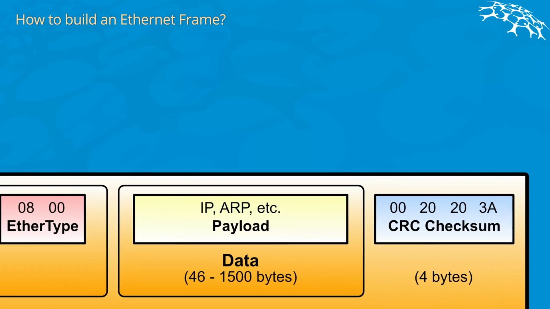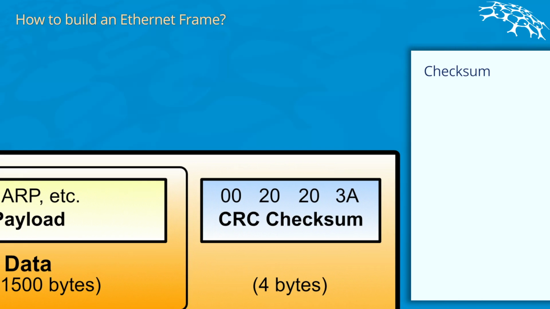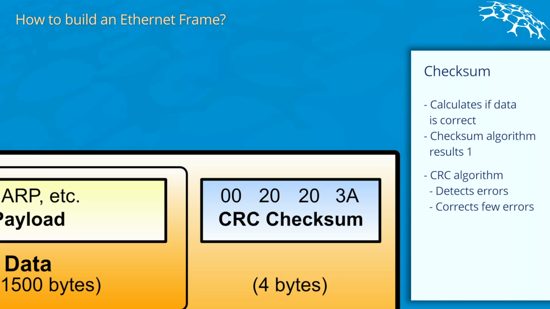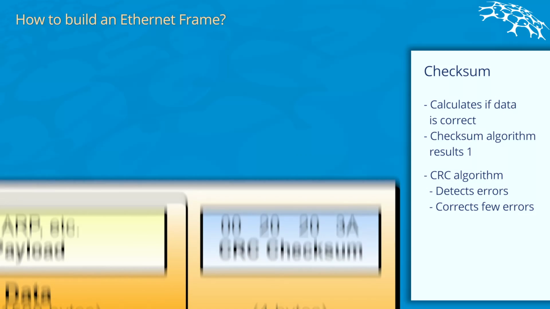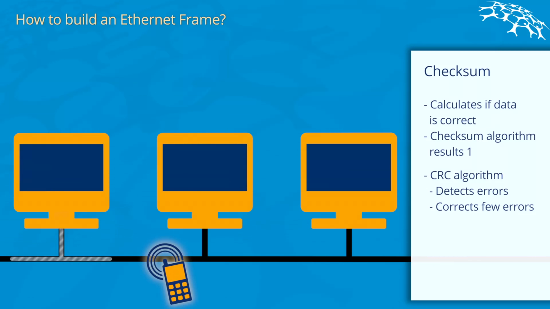And last but not least, there is the checksum, which is a sum calculated from the entire data on the frame. If you receive the data and you calculate the checksum algorithm on the entire data, including the checksum, the result will always be 1. And if something goes wrong, the frame will be dropped. Actually the CRC algorithm can not only detect errors but also correct a few, but this will hardly ever happen. Because if you think about a situation where a cell phone might corrupt the data, then probably the entire frame will be corrupted. It's very, very rare that only one piece of information gets corrupted.